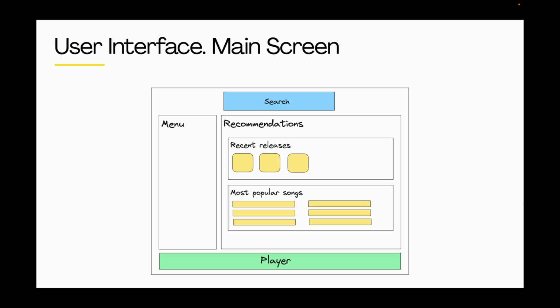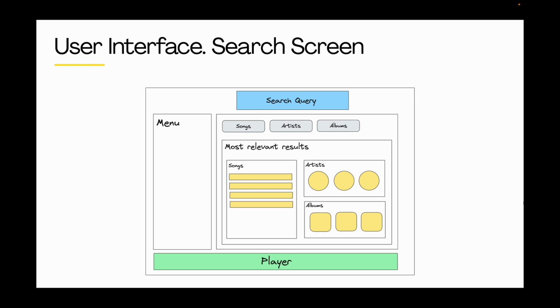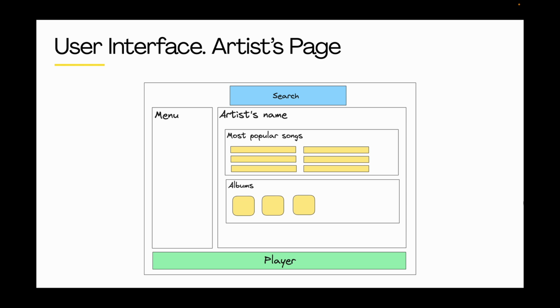Let's look at the user interface. Normally, you shouldn't sketch the UI during the interview, but it can be helpful to have a mental picture. Keeping the overall UI design in mind can help us to create a more cohesive application. Here's the main screen with recommendations, which includes other things like recent releases or most popular songs. The next is a search screen, which displays the results of a search, including songs, artists, and albums. An artist page provides additional information. Notably, each screen includes a player, as one of the requirements is to ensure seamless playback.